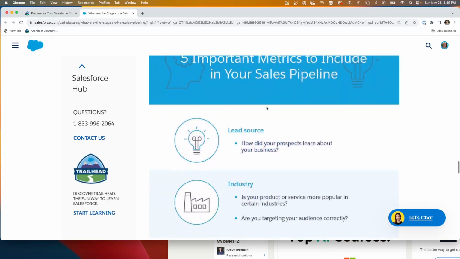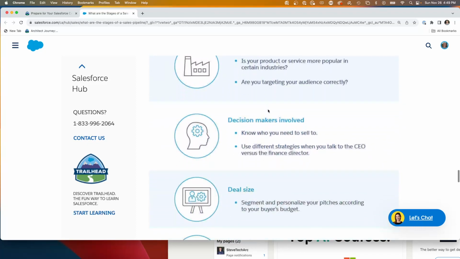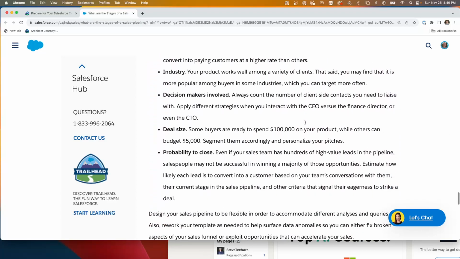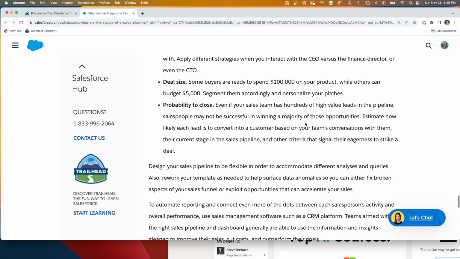And here are additional metrics: lead source, your industry, what level of decision making. I've definitely found that when deals exceed certain thresholds, 10,000, 50,000, 100,000, when you're talking about Salesforce consulting practices and projects, you definitely reach different levels of decision makers. You need to know at what level of decision maker you are. Deal size, probability to close. These are all good metrics for knowing how to implement the sales pipeline process.